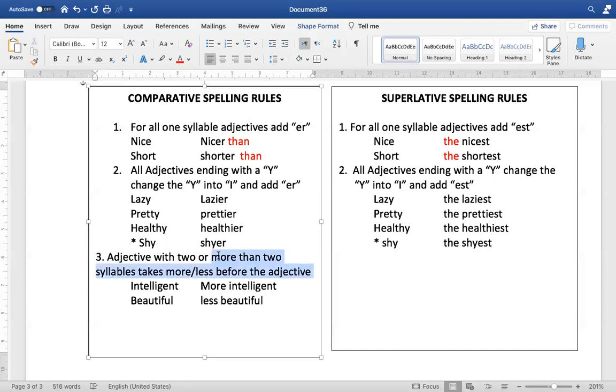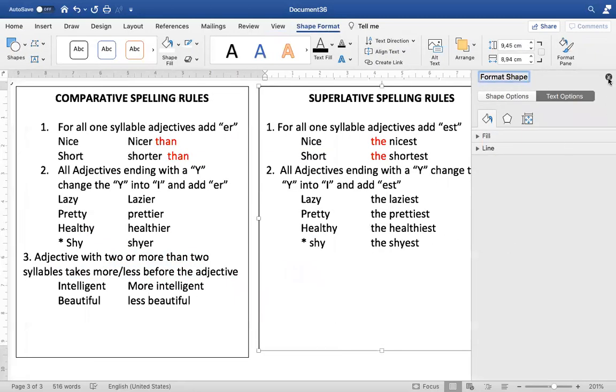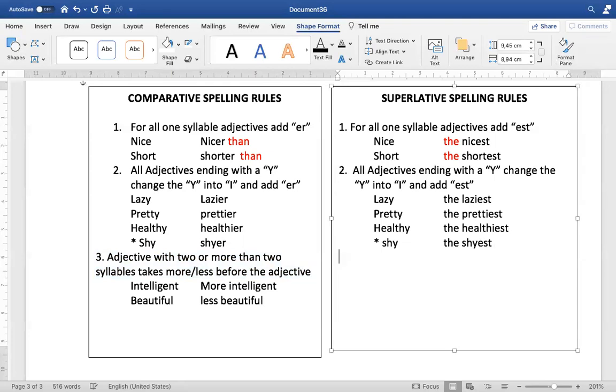And this is exactly the same thing if you are talking about adjectives in the superlative form. For all those adjectives with two or more than two syllables, in changing to superlative, we will say the most or the least.